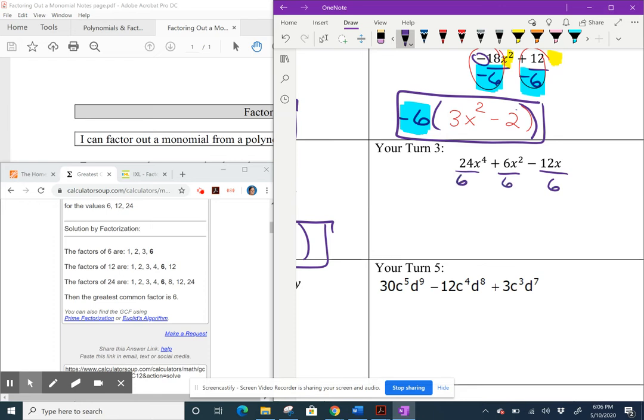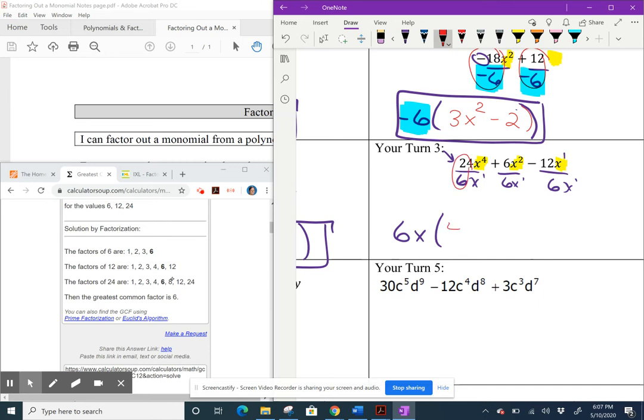Now, you want to look here. This is a positive 24, so we're going to be taking out a positive 6. Then you want to look at the exponents. We have x to the 4th, x squared, and x to the 1. So the smallest exponent is x to the 1. So then that's the monomial that we can factor out. And now you just go down the line for every term and just divide.